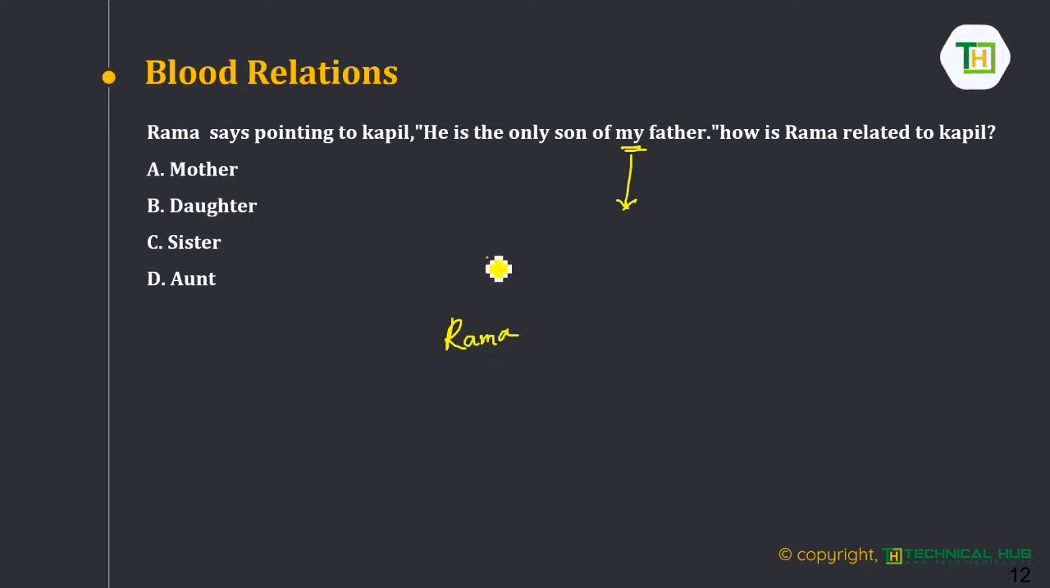My father's means Rama's father's only son. So the only son here is Kapil. Definitely Rama is the sister. Okay. So Rama says, pointing to Kapil, he is the only son of my father. So Rama's father's only son means Kapil.